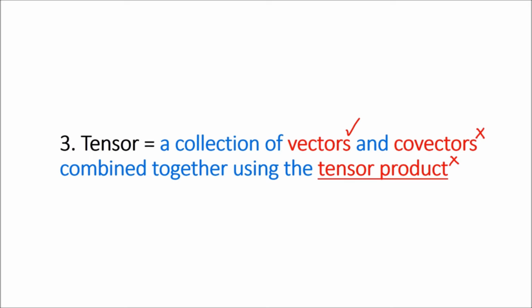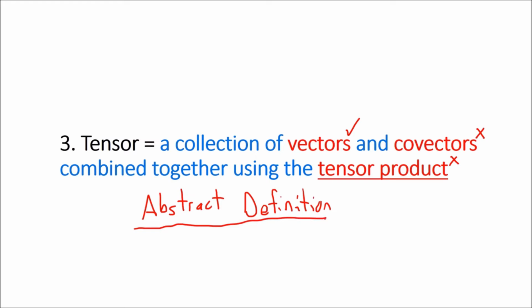Tensors are just vectors and covectors combined together in different ways using this thing called the tensor product. So this is what I call the abstract definition of a tensor. This is really the best definition of a tensor we can come up with, and I'll get to this definition later on in the video series once we have the basics down.